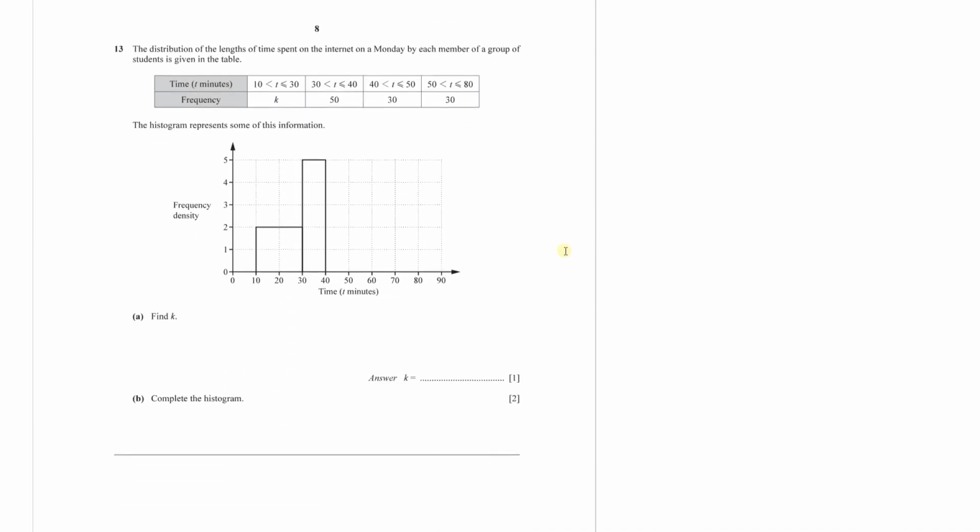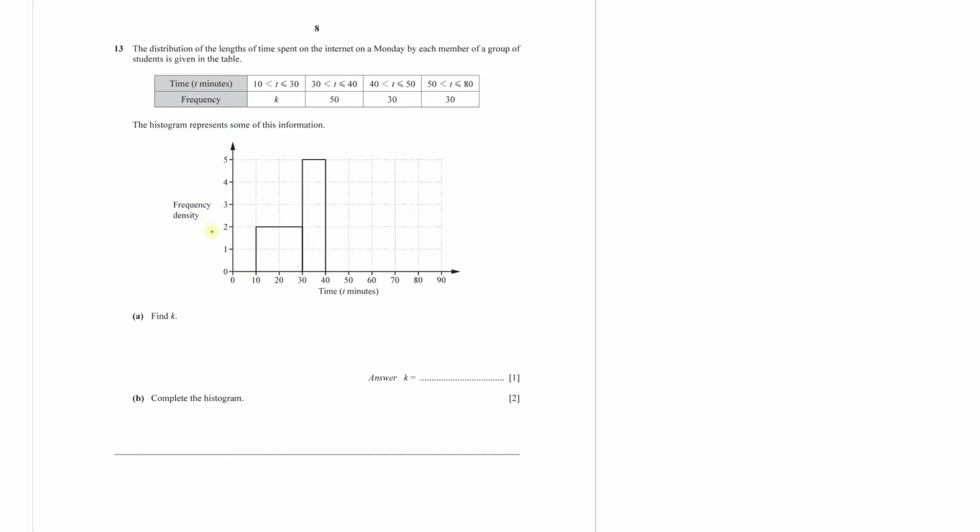Moving on to question number 13. The distribution of the lengths of time spent on the internet on a Monday by each member of a group of students is given in the table below. So this is your table in which your time is given in these intervals. So k number of people spend between 10 and 30 minutes. 50 people spend 30 to 40 minutes on the internet on a Monday. And then 30 people spend between 40 and 50 minutes. And then again 30 people spend between 50 and 80 minutes. The histogram represents some of this information. You have to find the value of k.